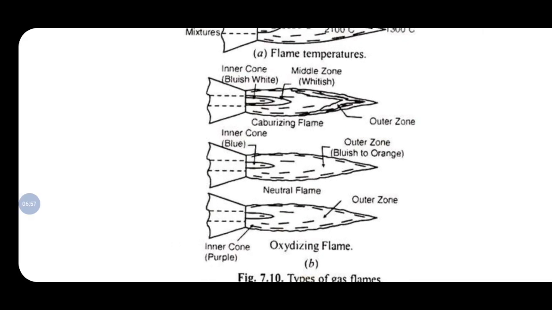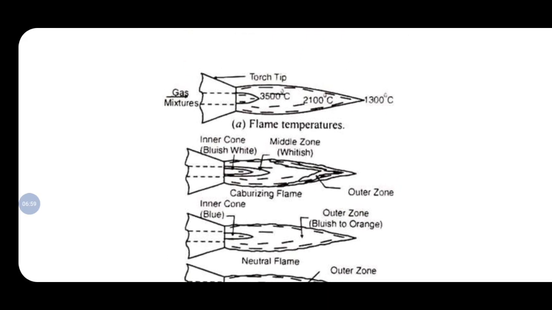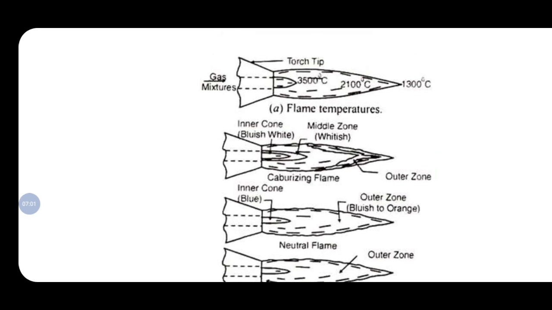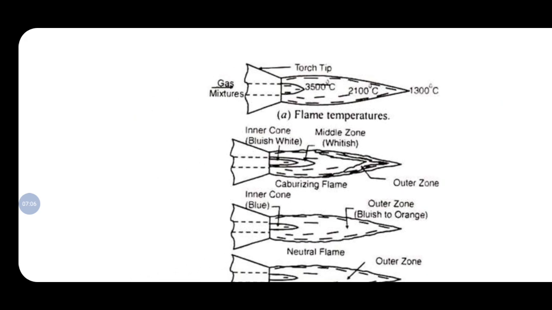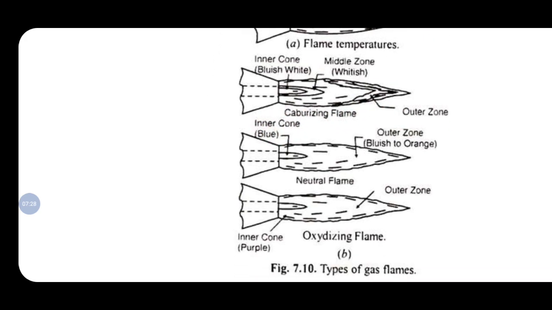So here you can see the oxidizing flame, the neutral flame, and the carburizing flame. You will get a temperature of around 3500 degrees Celsius at the inner cone. So it is the middle zone, and this inner cone is bluish white. This is a carburizing flame. This is the outer zone, and the acetylene feather you can also see here.